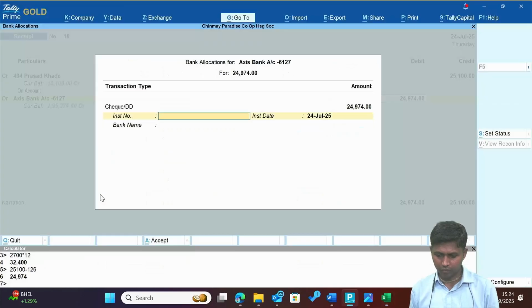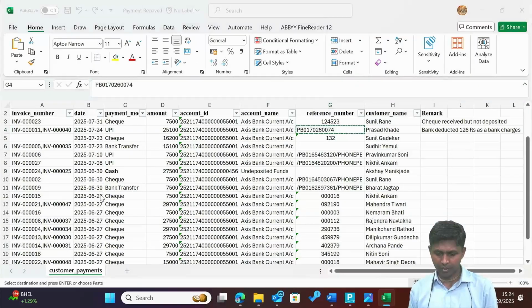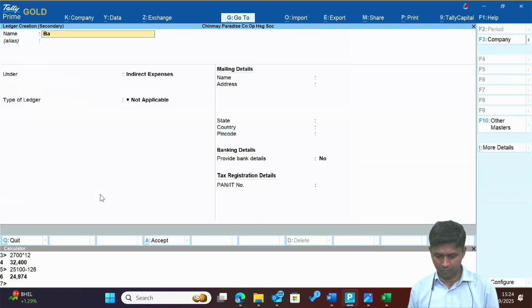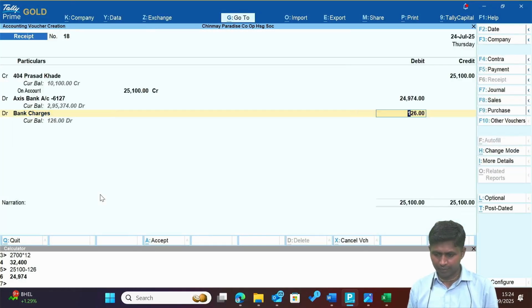And do we have an instrument number? Yes, we have the instrument number through UPI. Say UPI and write 0074, and then write the bank charges. If you don't have bank charges, later create 126.